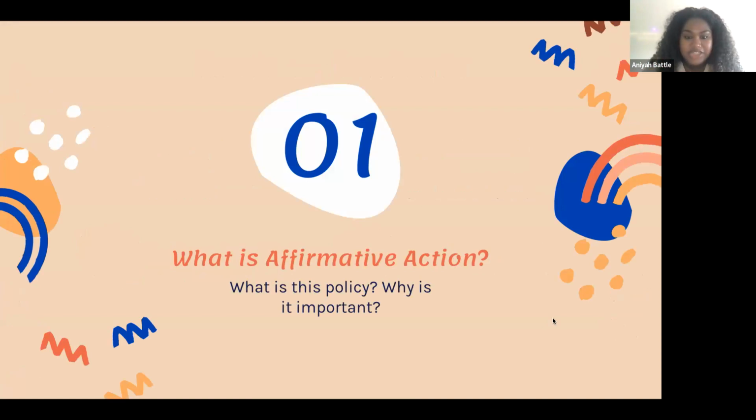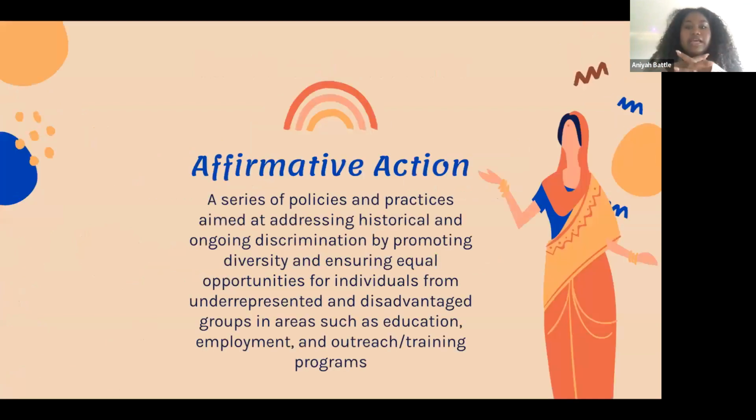So first, what is affirmative action? What is this policy about? Why is it important? So affirmative action is a series of policies and practices aimed at addressing historical and ongoing discrimination. It does so by promoting diversity, ensuring equal opportunities for people from underrepresented and disadvantaged groups in areas such as education, employment, and outreach programs, training programs, things like that. So basically boosting people who have different circumstances that may have prevented them from getting to a certain place in their employment or in their education than the same kind of difficulties that other people may have faced, or the lack of those obstacles.